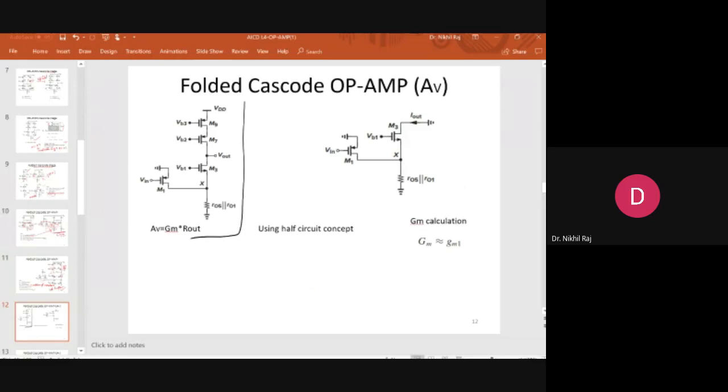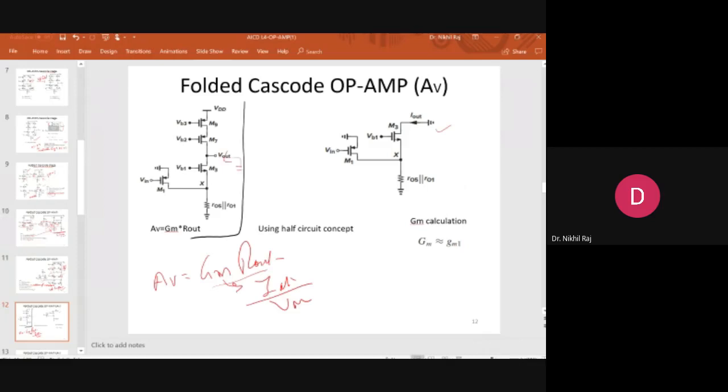Now using this, we know that the overall gain is the product of GM and R out. GM is the overall effective transconductance of the MOSFET, and R out is the effective output resistance of the circuit. So doing the product of these two, we can easily calculate the overall gain of the architecture. We will start with the calculation of the overall transconductance of the circuit. We already know that GM is the ratio of I out by V in. In order to get I out, I will short circuit this one and a current I out will flow here.